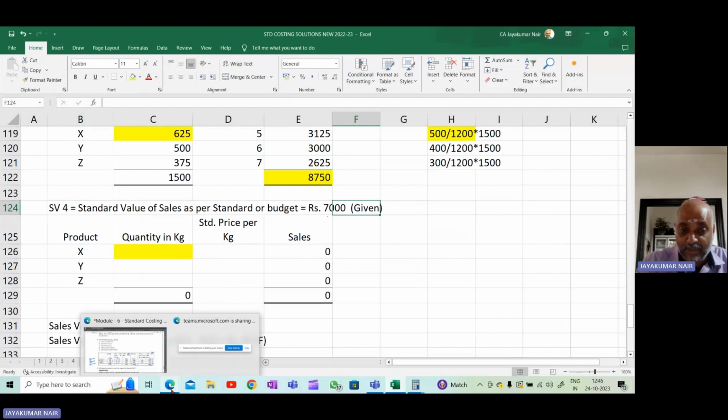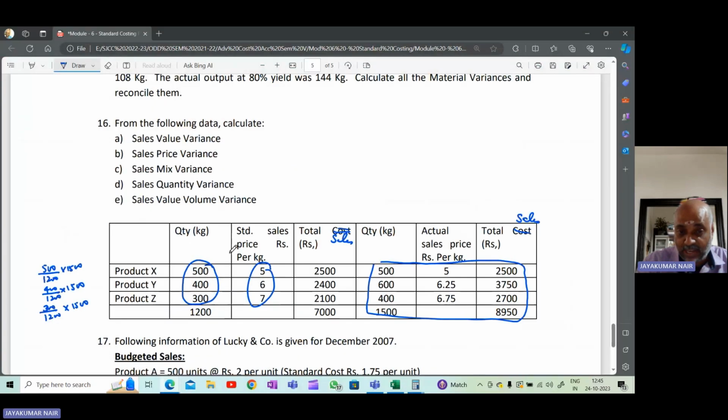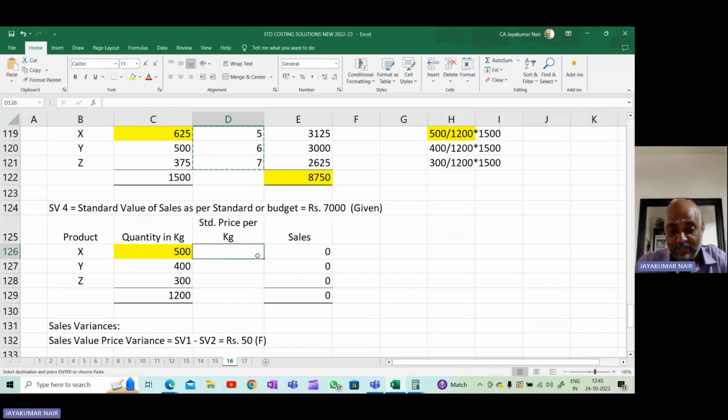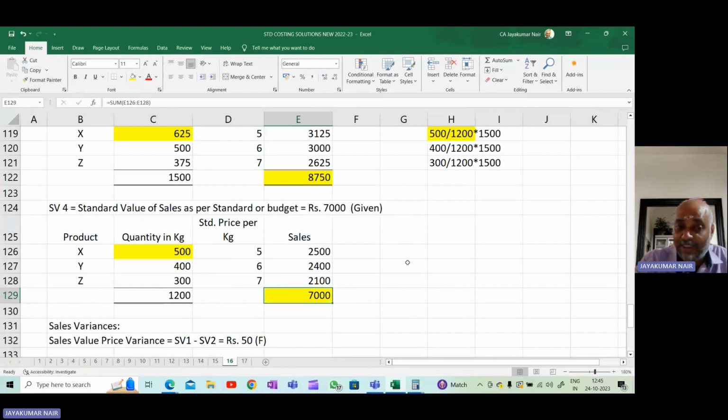But then I will do it. See, actual is given to you. Standard is given to you: 500, 400, 300, and the standard prices are 5, 6, and 7. You get 7,000. This is SV4, standard value of sales as per budget. As per the budget, this should be your sales.